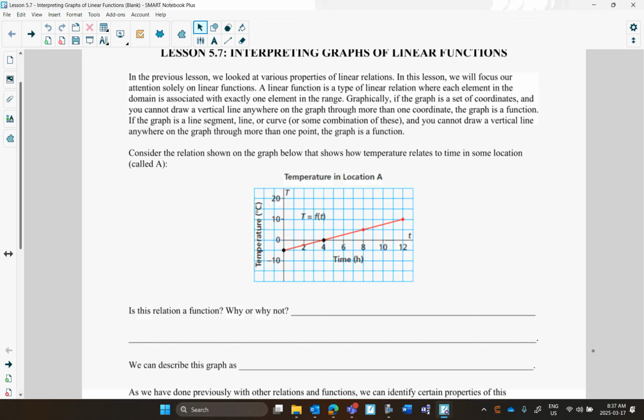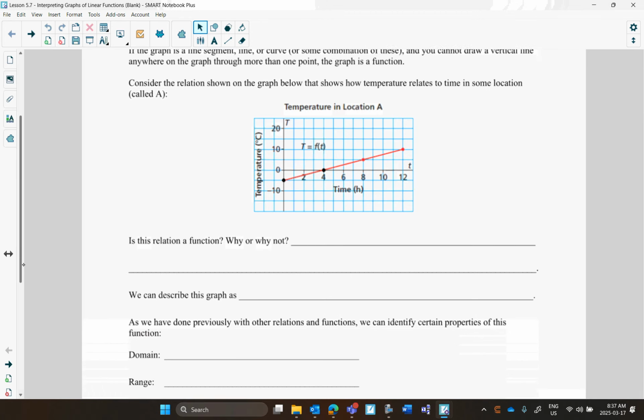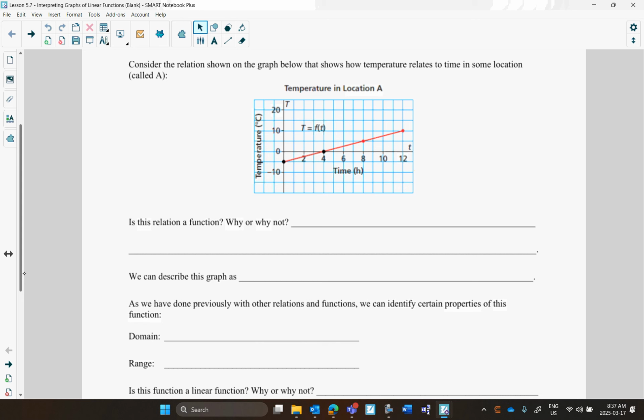Okay, so the best way to start this, let's look at an example. So here we have a situation where we've got time versus temperature. First question, and you see the graph of this, is this relation a function? Do you remember how to test a graph? Yes, it is. I see some people nodding. If you can draw a vertical line and only hit one point all the time, it's a function. As soon as you hit more than 1 point, it's not a function.